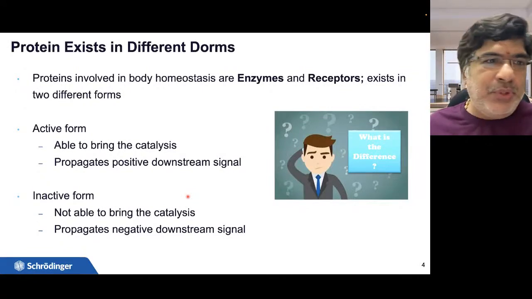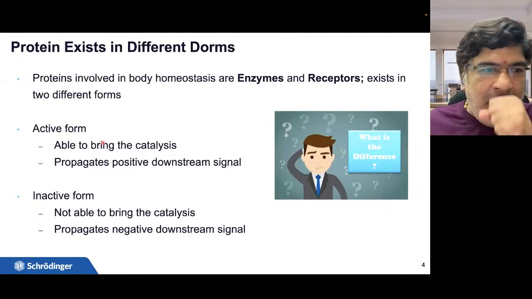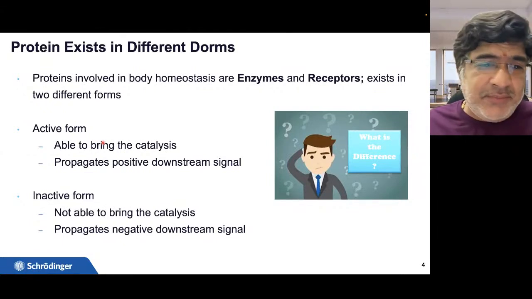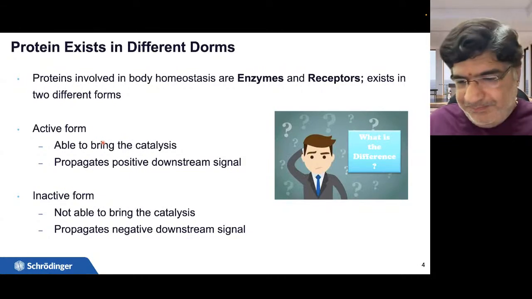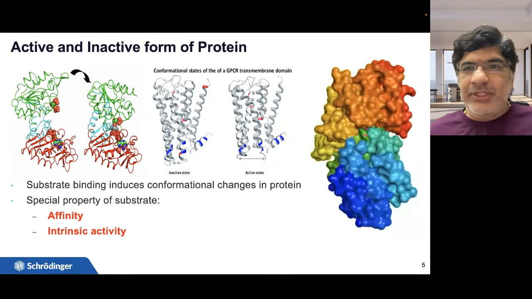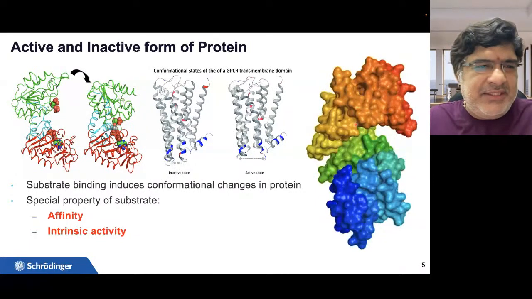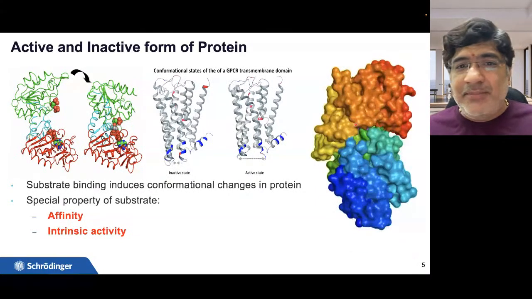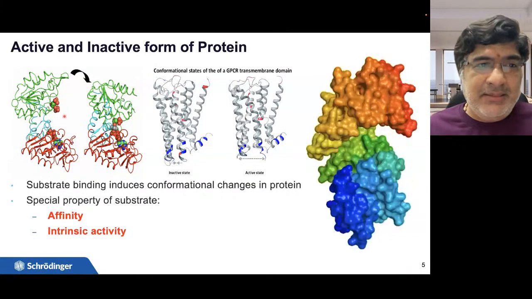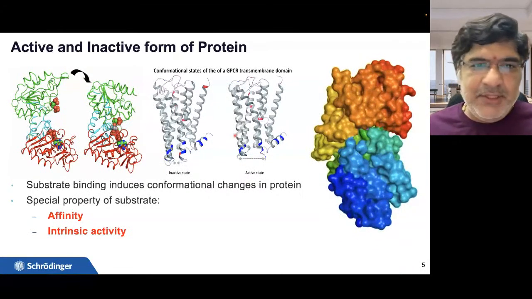What is the reason the protein behaves in different forms? In one form, it is able to bring the catalysis, and in another form, we call it the inactive form, where the catalysis doesn't happen. The basic difference here is the shape of the protein. Here there is a graphic you could see. In one shape, the protein is able to bring the catalysis; we call it the active form. In the other form, it is not able to bring the catalysis; we call it the inactive form. Here is one example of a kinase protein, and here is one receptor, a GPCR receptor, I have mentioned here.